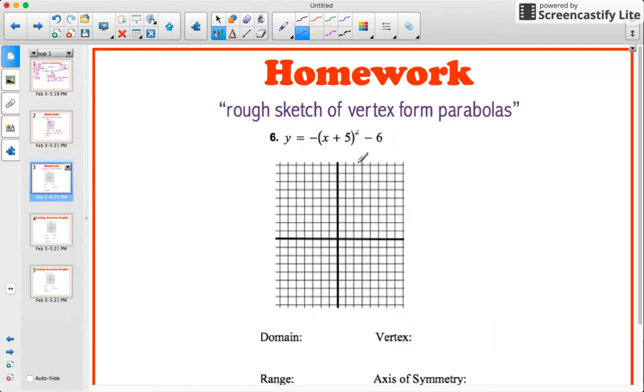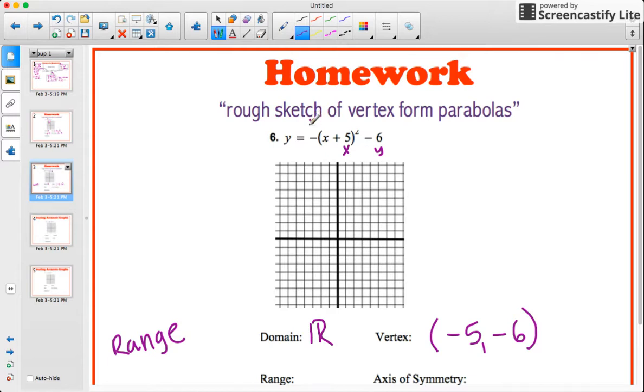Here, another rough sketch. My vertex here will be -5, -6. It's the opposite of this value that's in here, and the same. So this is the x coordinate. This is the y coordinate. My domain is all real numbers, and my range, it looks like it got cut off in this video.